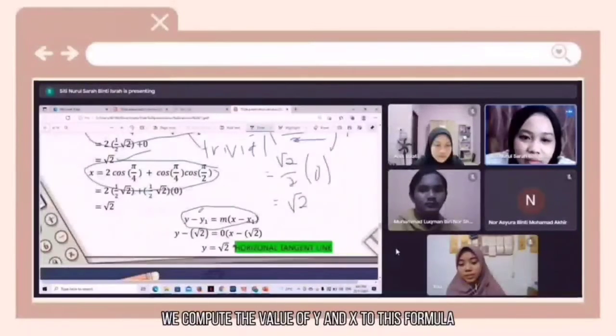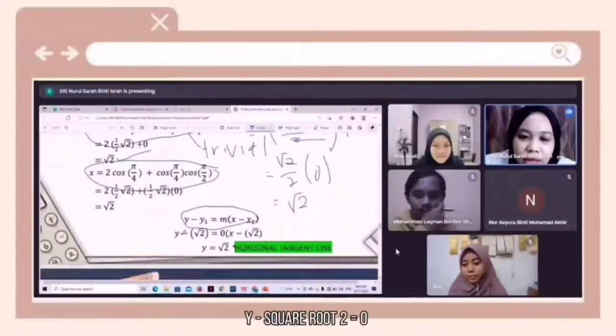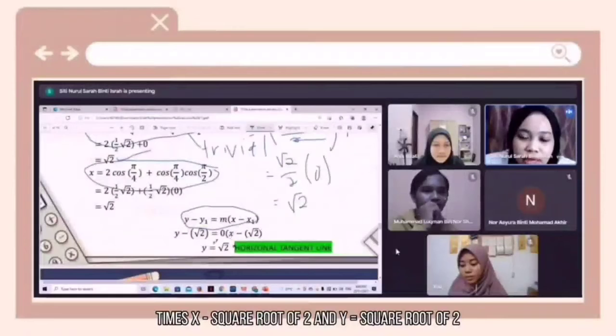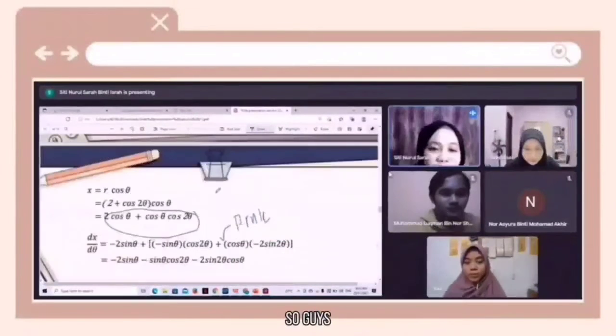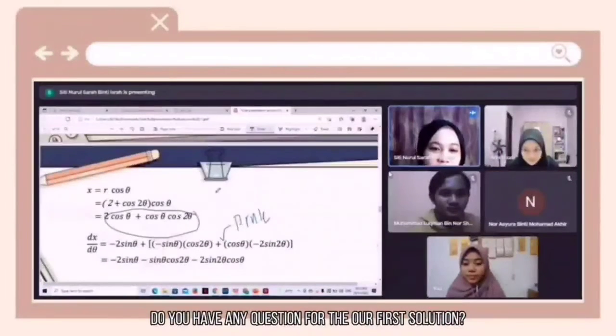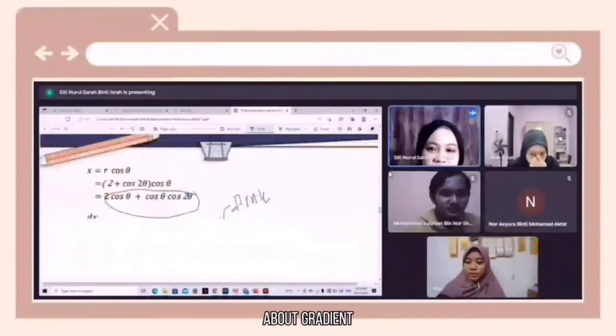So after that, we compute the values of y and x into this formula: y minus square root of 2 equal to 0 times x minus square root of 2, and y equal to square root of 2. So this is the horizontal tangent line. So guys, do you have any question for our first solution for gradient?